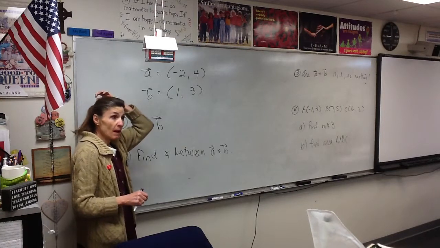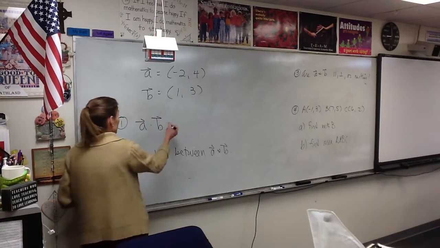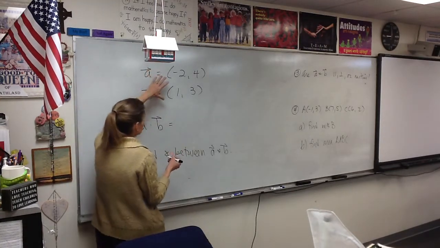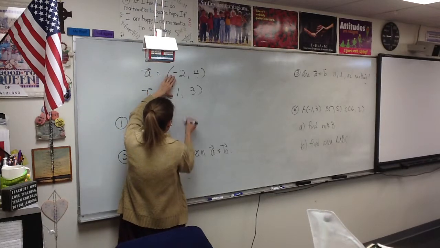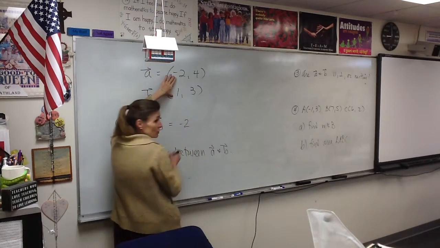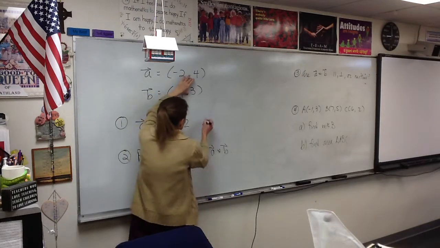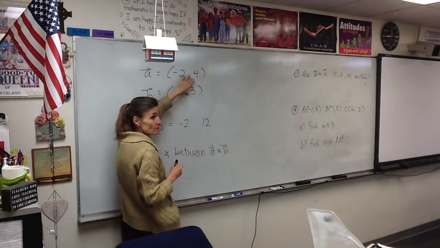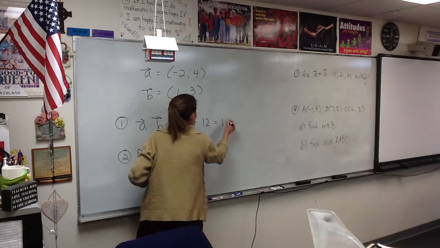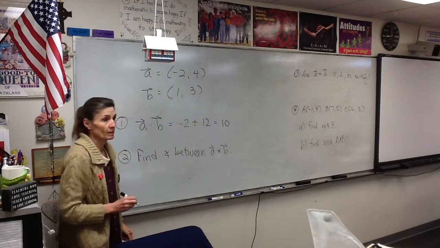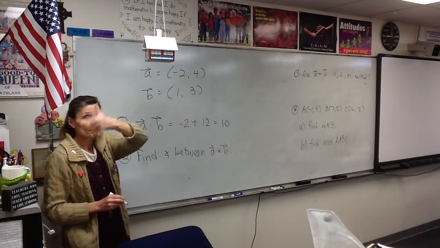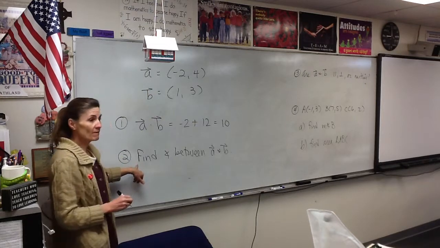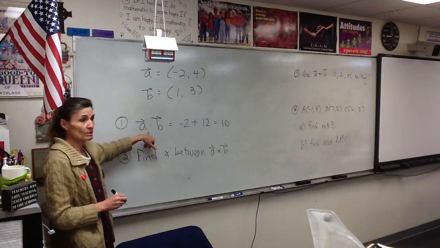Yeah, we're finding the dot product. So A dot B will be, you said what, Madeline? Multiply the x's. So we're going to have -2 times 1, which is -2, and 12. And what are we going to do with those two numbers? Add them. So the dot product is 10. Everybody got it? Okay, now we're going to find the angle between these two vectors.